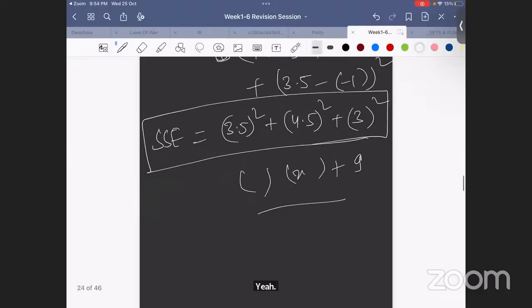So this is 20.25. And what is this? 3.5 into 3.5, which is 12.25. So you can do it. 32.5 plus 9, it's 41.5.